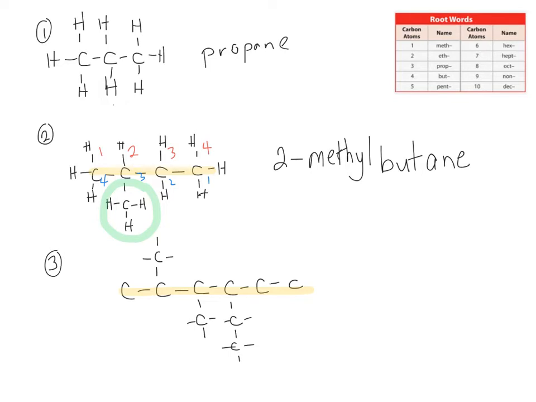But we can also go 4, 5, 6. Or we can go 1, 2, 3, 4, 5, 6. So it looks like 6 is the longest carbon chain. So pick the simplest longest carbon chain here.